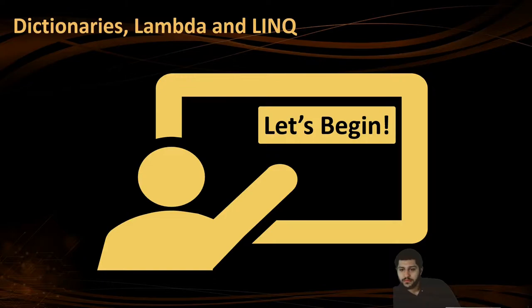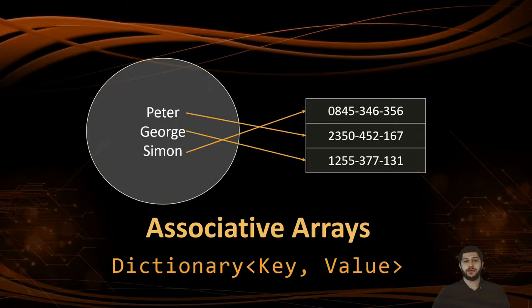The first thing that we need to talk about is associative arrays. It doesn't really matter if you call them associative arrays, dictionaries, maps, or even symbol tables. It's all the same thing. You might hear people who come from Java call them maps, or you might hear people coming from JavaScript call them associative arrays, or even JavaScript objects. It is one and the same thing.